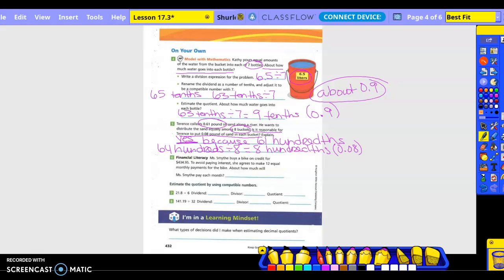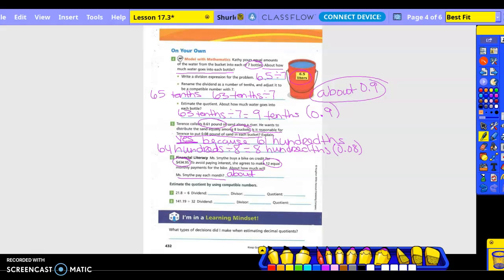Financial literacy. Miss Smith buys a bike on credit for $434.95. To avoid paying interest, she agrees to make 12 equal monthly payments for the bike. About how much will Miss Smith pay each month? So here's our total. Here's how many equal parts she's going to have. And then about how much. So we know our answer is going to have the word about. Correct?